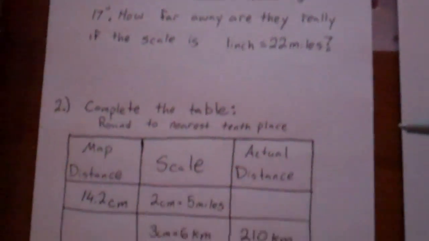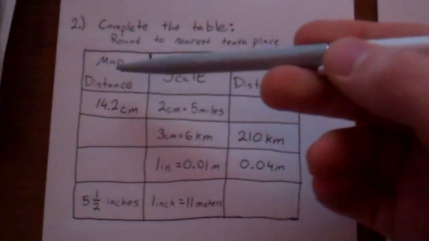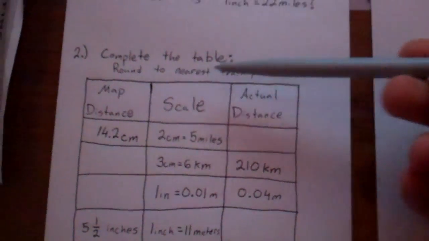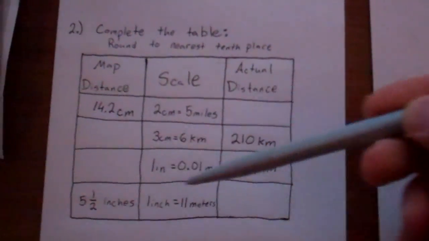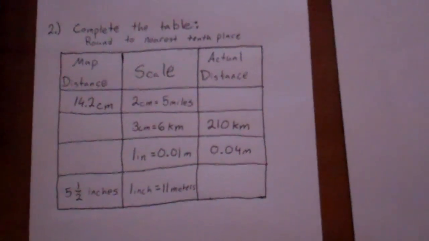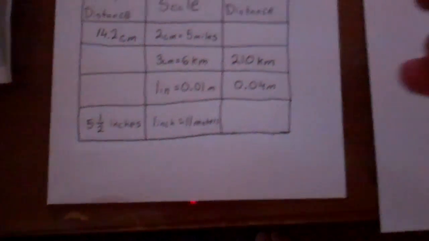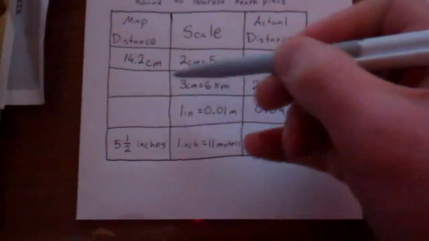But number 2, it says I want you to complete the table. It's got a map distance, the scale on the map, and then the actual distance. And I've left one of these boxes blank for all of them. So I'm going to try one of these out for you. First one I'm going to do for you is the scale for this one right here.